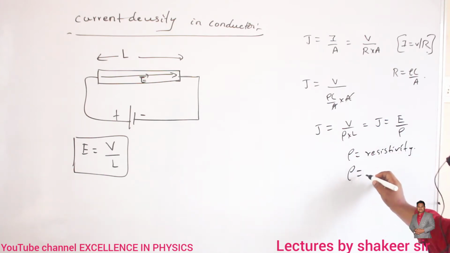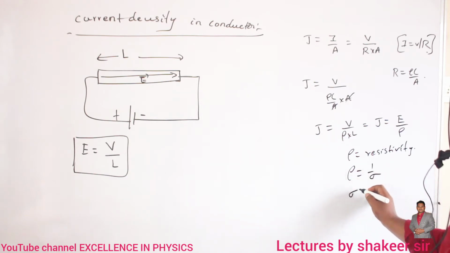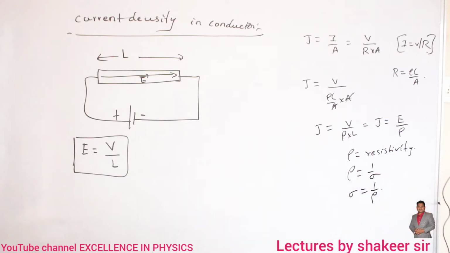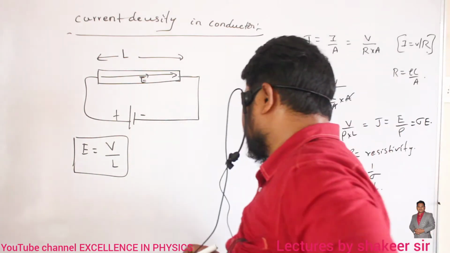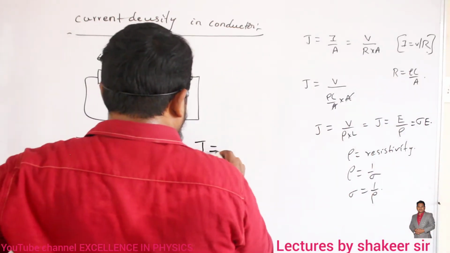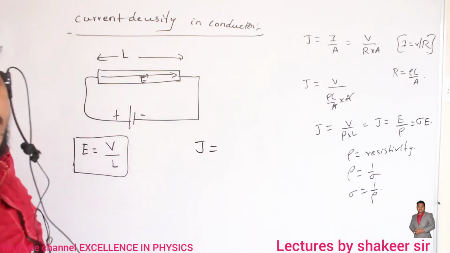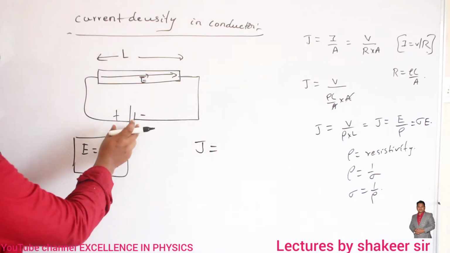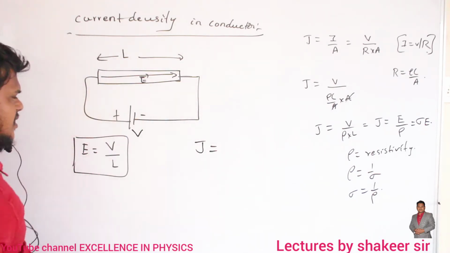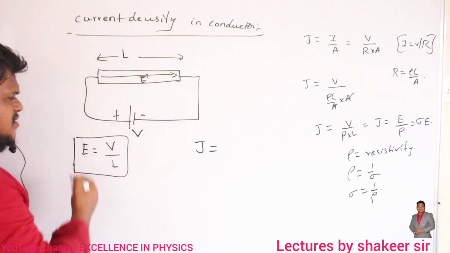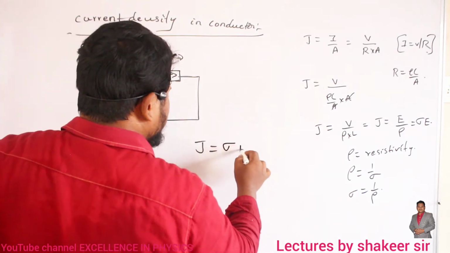Resistivity can also be written as 1 by conductivity, or conductivity can be written as 1 by resistivity. Now instead of 1 by resistivity I can write conductivity, so therefore sigma into E. So this is one more equation for current density when a conductor is connected to a potential difference of V, length of the conductor is L and electric field developed is E. So J is equal to sigma into E.